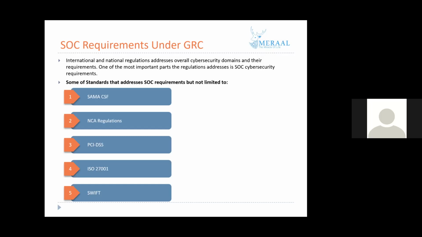NCA regulation: the National Cybersecurity Authority is the main regulator for cybersecurity in Saudi Arabia, and they have published a lot of regulations in terms of cybersecurity. PCI DSS is the payment card industry standard, which focuses on credit card and debit card data. PCI is deployed or followed by banks and all financial institutions. Also, ISO 27001 and SWIFT are requirements. Also, there are a lot of other regulations, as I mentioned, for example HIPAA or GDPR.